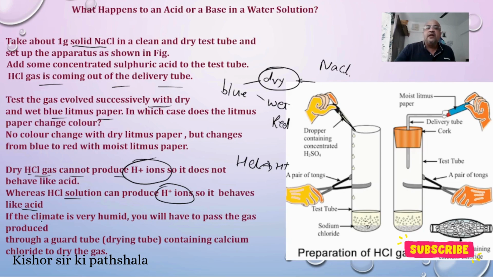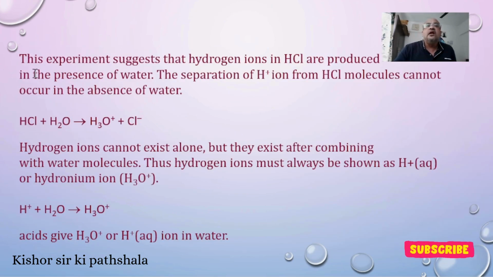Another thing we need to take care of here is that if the climate is very humid, you have to pass the gas produced through a guard tube. Here, this is the guard tube, which contains calcium chloride. It will take the moisture and dry off the gas to get dry HCl gas. This experiment suggests that the hydrogen ions in HCl are produced in the presence of water only.